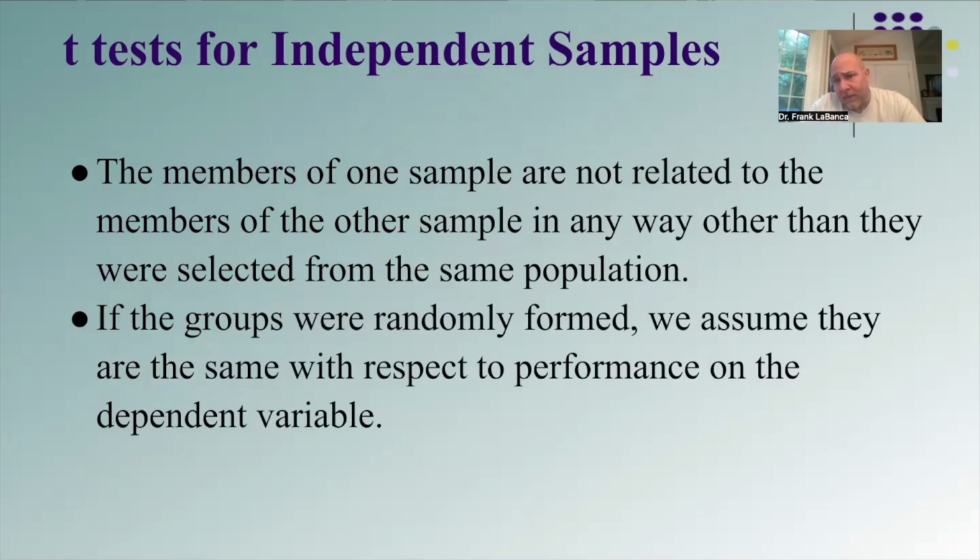The one that's more commonly used would be the t-test for independent samples, meaning classroom one, classroom two, or some treatment one, treatment two, intervention one, intervention two. That means the members of one sample are not related to the members of the other sample in other ways, except they were selected from the same population. Example, third grade classrooms. If the groups were randomly formed, we assume they are the same with respect to performance on the independent variable, the dependent variable. That's what we hope happens. It's not always the case, and we generally test that in advance, but we'll get into that later.